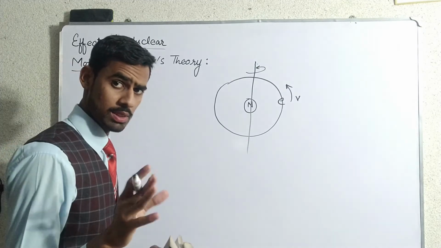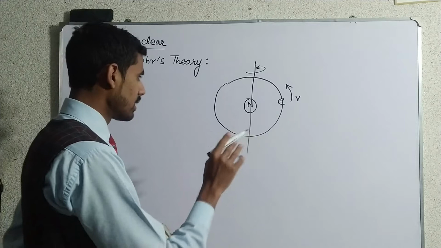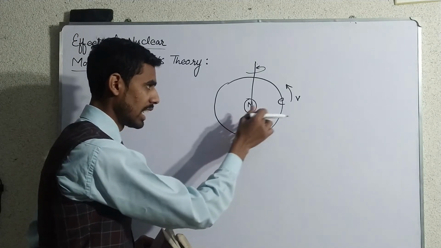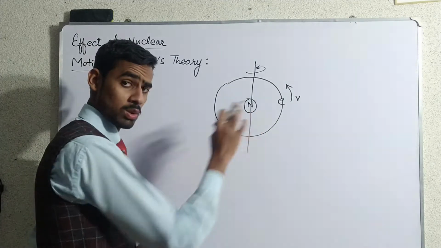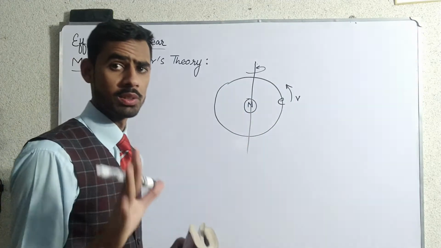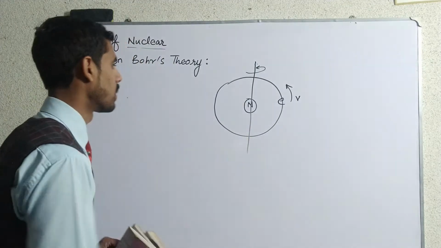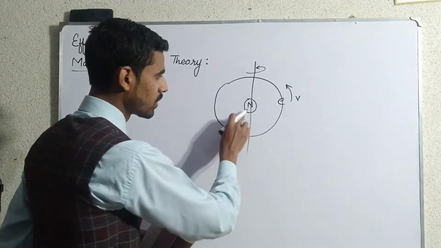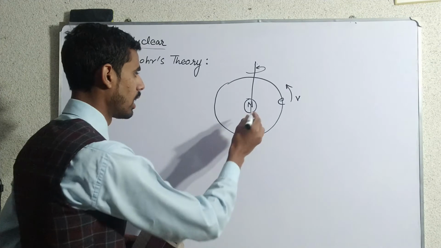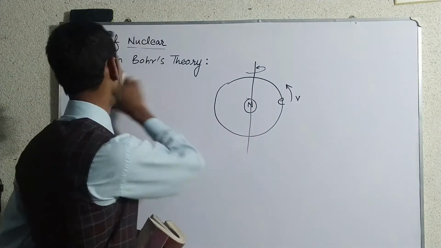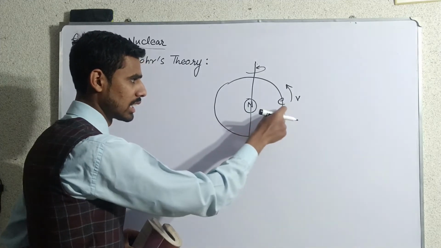So what happens? Previously we have seen our results when this nucleus is at rest and the electron is simply revolving around it. But this time we are going to talk about what happens to Bohr's theory when the nucleus is also in motion and the electron is also in motion.